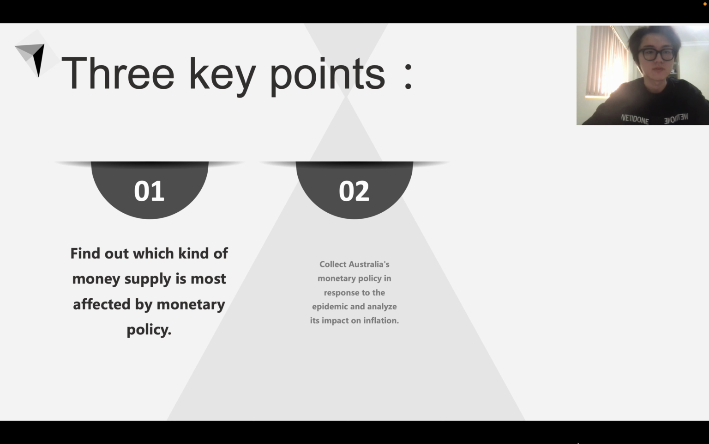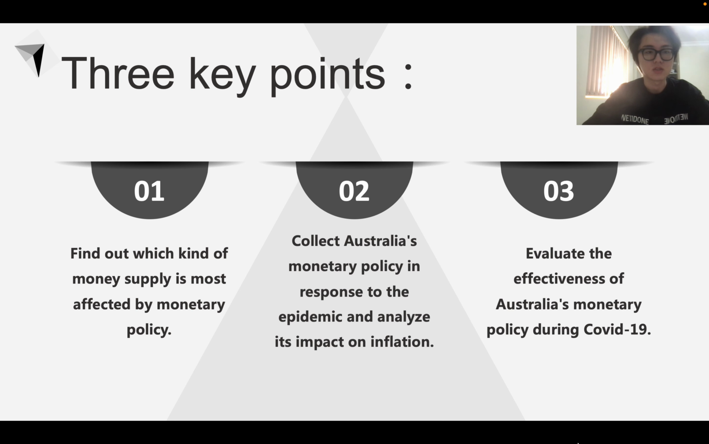There are three key points. The first is to find out which kind of money supply is most affected by monetary policy, and the second one is to collect Australia's monetary policy in response to the epidemic and analyze its impact on inflation, and the last is to evaluate the effectiveness of Australia's monetary policy during COVID-19.